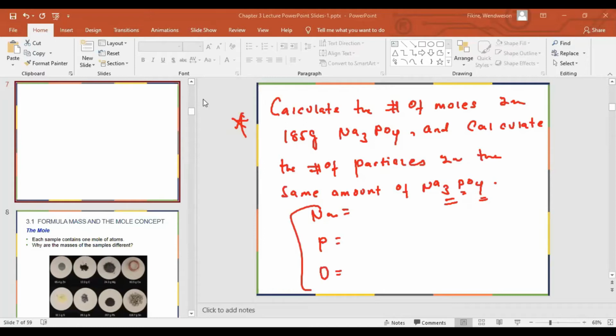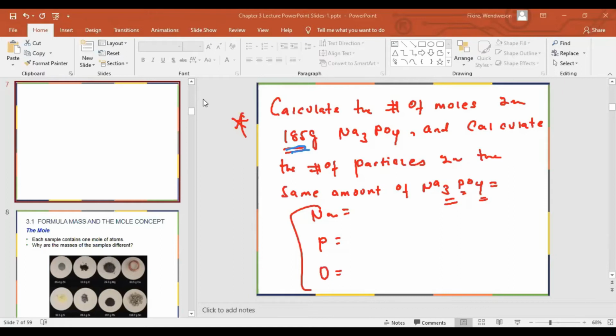Would you like to give out the answer? Yeah, Professor, I want to try it. Go ahead. Who is that, Marcus? Yeah, go ahead, please. All right, so the first thing we need to do is find out how many grams we have per mole of sodium phosphate, right? Sodium phosphate, that's correct.